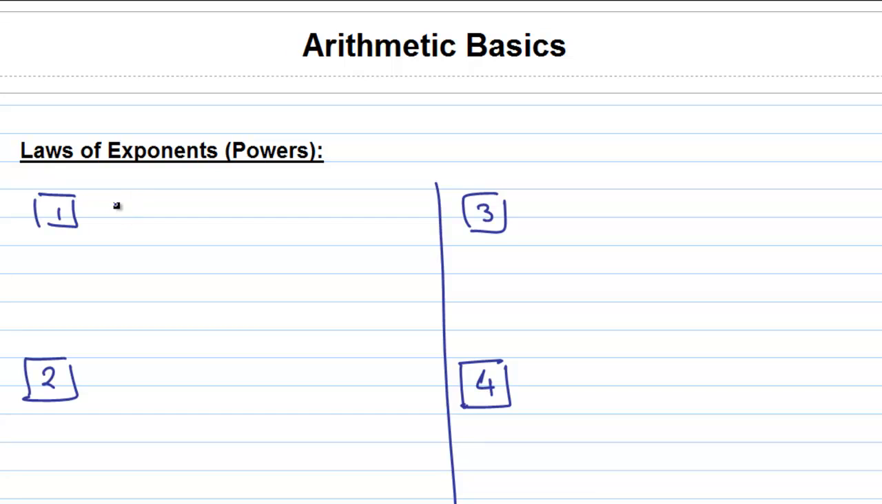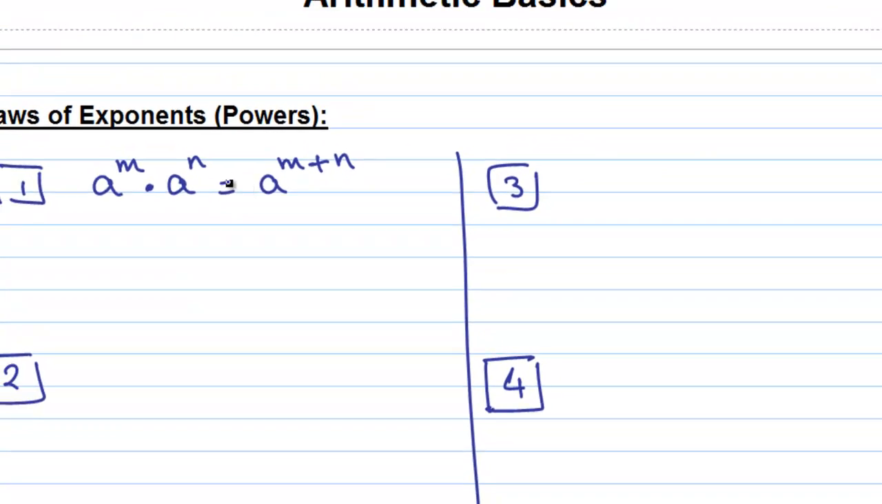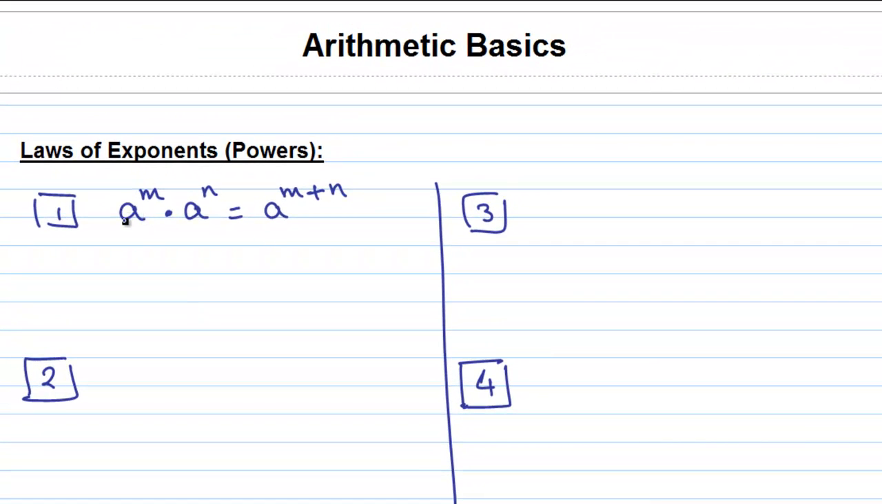The first law would be if I have a to the power m times a to the power n, the rule says it should equal a to the power m plus n, which means we have to add the power. So if I have a to the power m multiplied by a to the power n, the answer is a to the power m plus n. So we add the powers. This is called the product of powers.